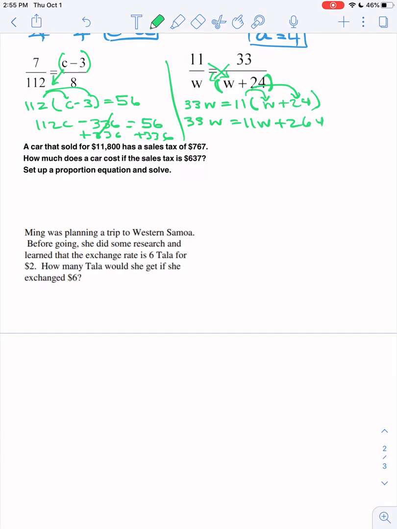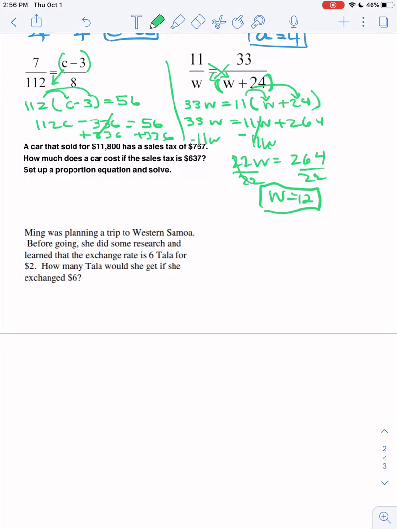Let's get our w's together. So I'm going to subtract 11w from each side. Oops, so we're going to get 22w equals 264. Divide each side by 22. So 264 divided by 22 is going to give us 12.